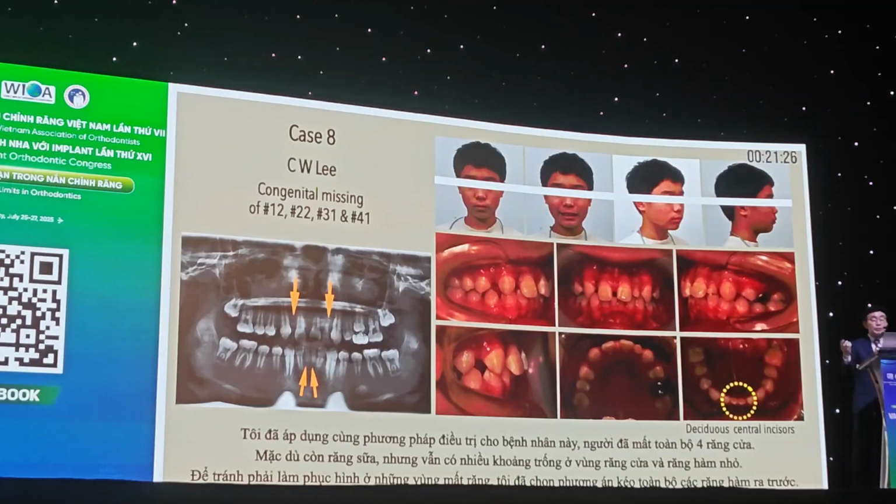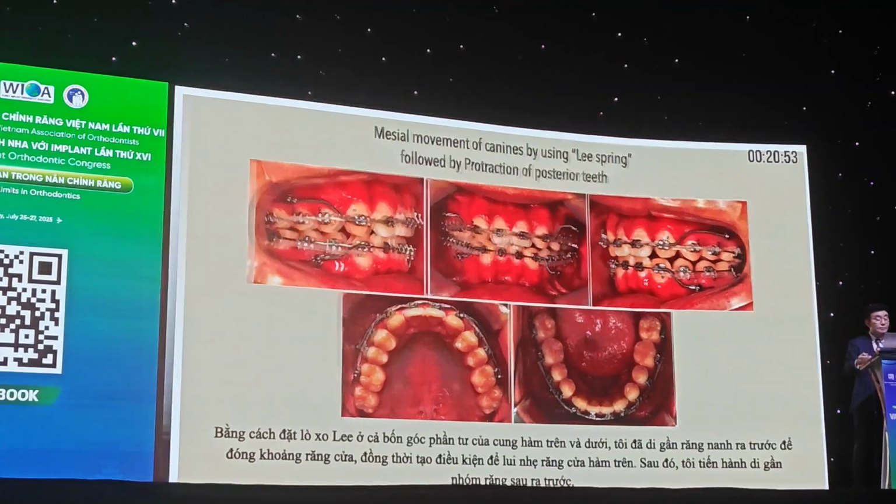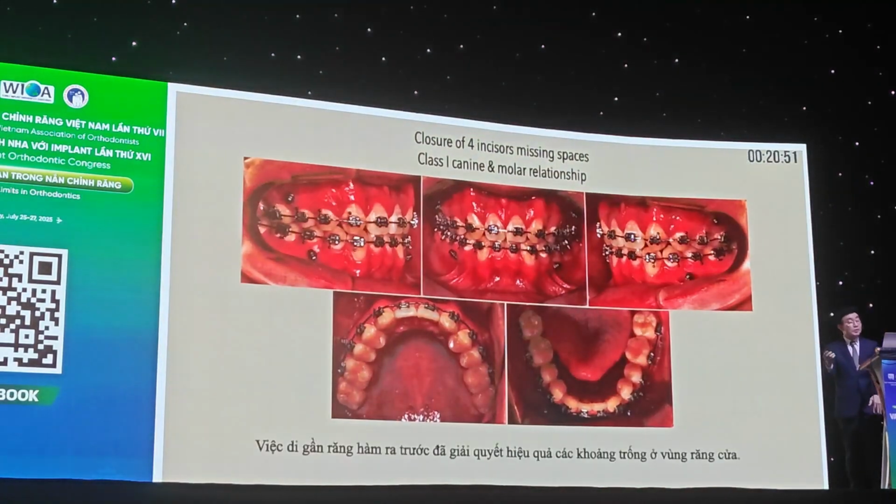There were several space issues in the incisors and premolar area, despite the presence of the remaining primary teeth. To avoid prosthetics in the missing region, I opted to advance all the molars forward. By installing lead spring in all four quadrants of the upper and lower arches, I pushed the canine forward to cross the incisor space, allowing some retraction of the maxillary incisor. I then proceeded to advance the posterior teeth forward. The forward movement of the molars effectively resolved the space in the incisor region.